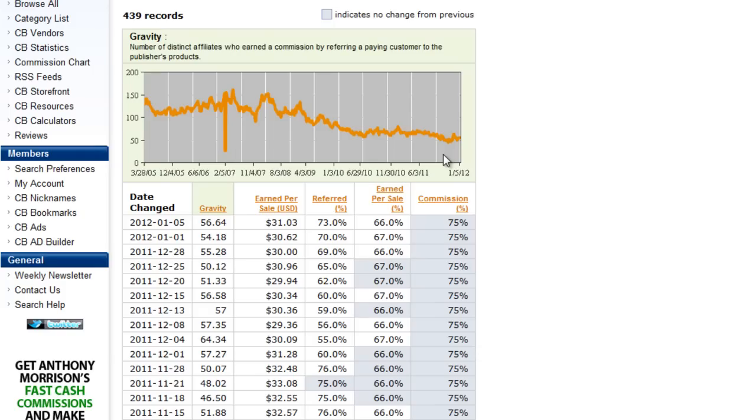But if you're building something like a review site, this is really good information, because if you're going to go to all the hassle of building a review site, it might be around for a couple of years. You want something that's still going to be making money in a few years' time, so it's really good to be able to see this trending information.